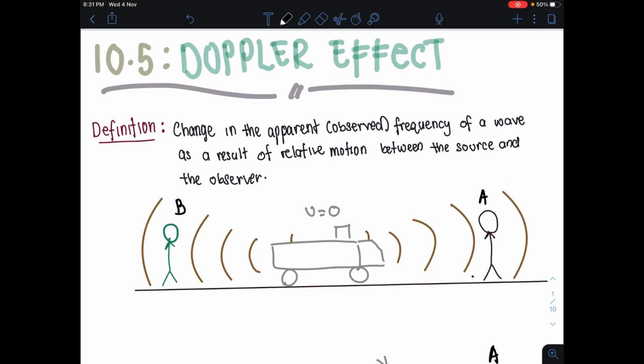Assalamualaikum and hi. So today we'll look at the last subtopic of chapter 10, 10.5 Doppler Effect.